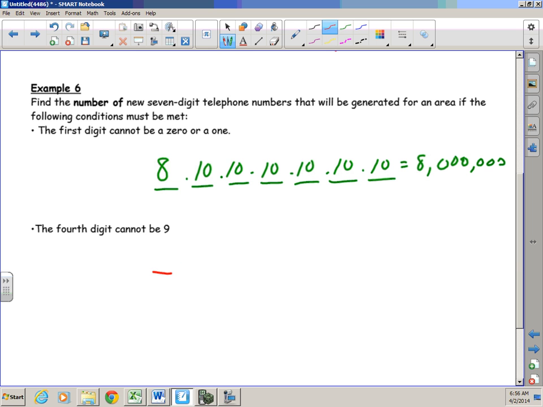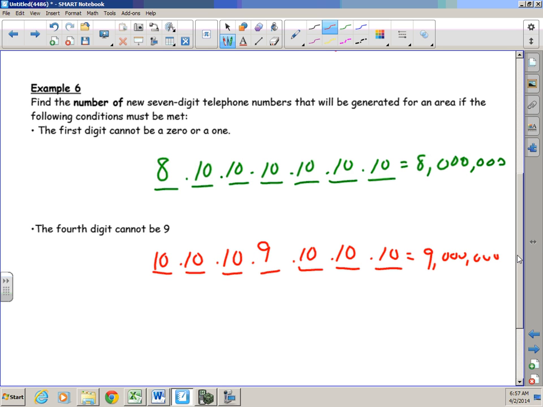Now, what if the 4th digit cannot be 9? That means I can use 10, 10, 10, but only 9 numbers, and then 10 again, for 9 million different phone number arrangements.